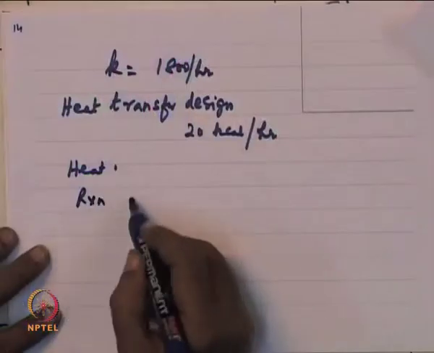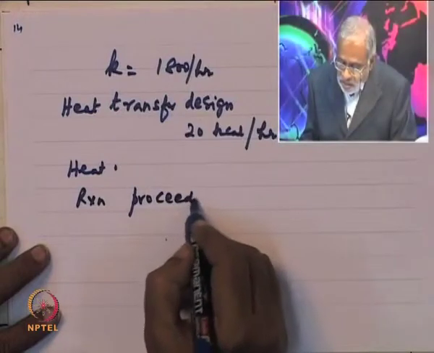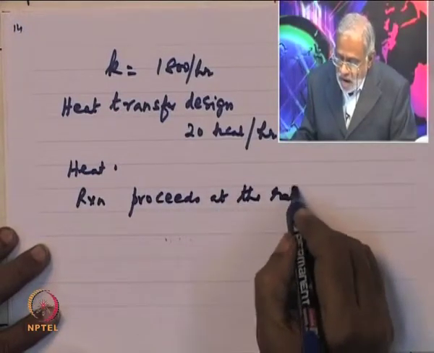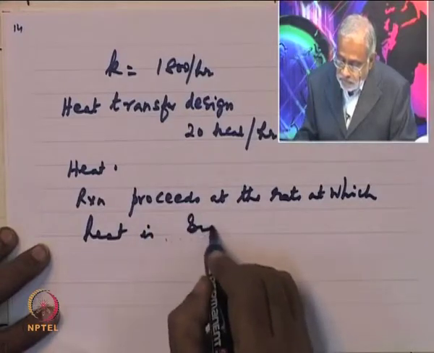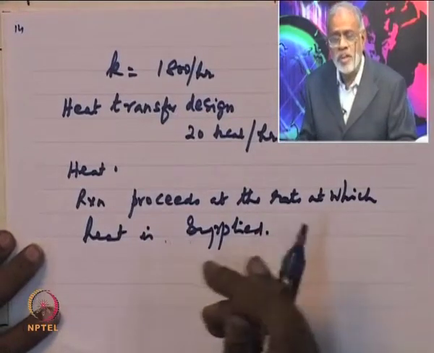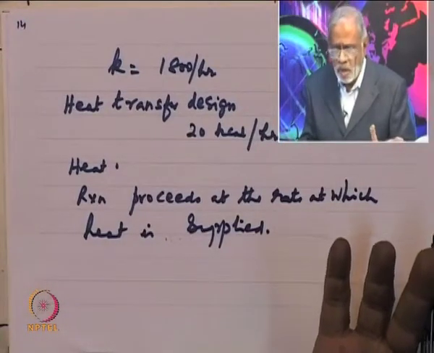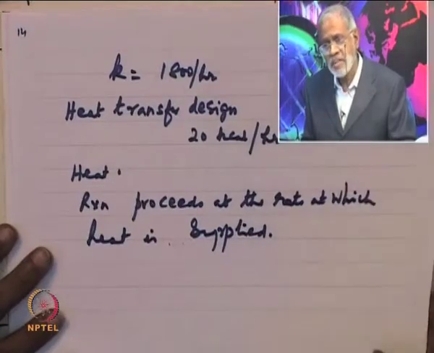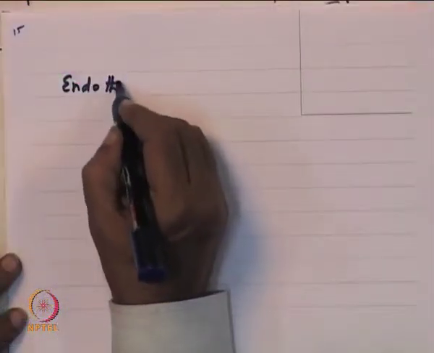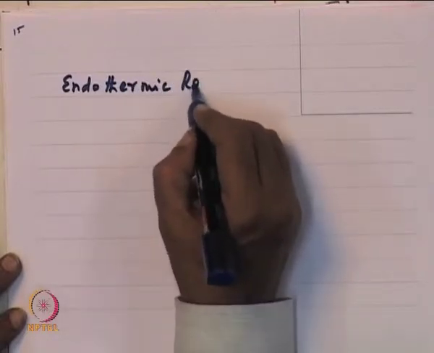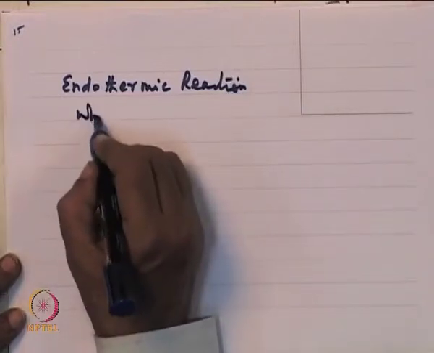So, we are looking at an instance of a reaction that proceeds at the rate at which heat is supplied. If heat is not supplied, the reaction does not move. So, we are looking at situations where the rate of heat transfer essentially determines the rate of chemical reaction. Now, what would be examples of such situations? Let us take an example, an endothermic reaction, which is instantaneous.